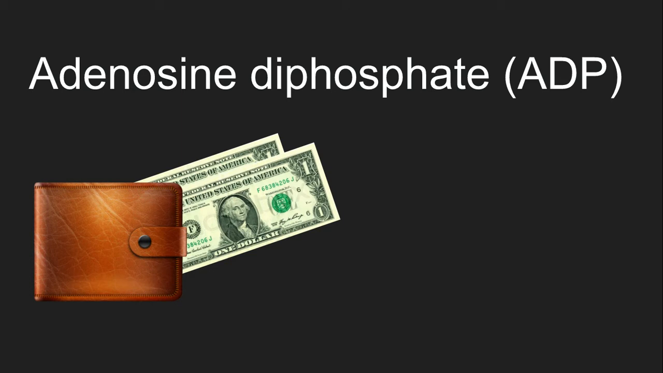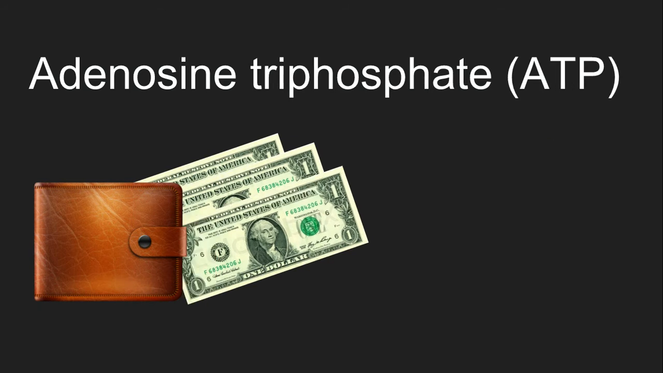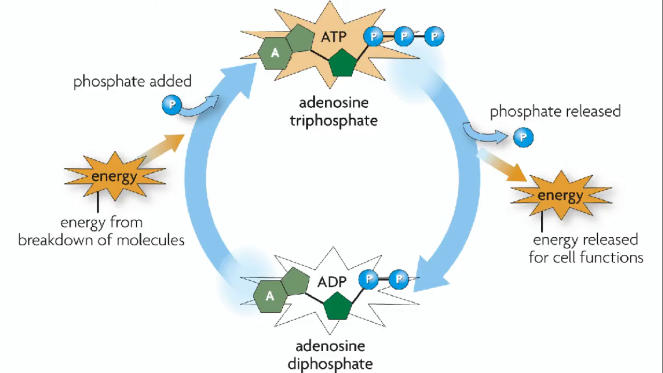Well, it's kind of useless walking around with a wallet with $2 that you have to save for the bus. So let's say you do a little bit of work and your friend's like, hey, here's $1. Thanks for helping me with my homework. Then you have ATP again. And this is an actual cycle that these molecules go through called the ATP-ADP cycle.